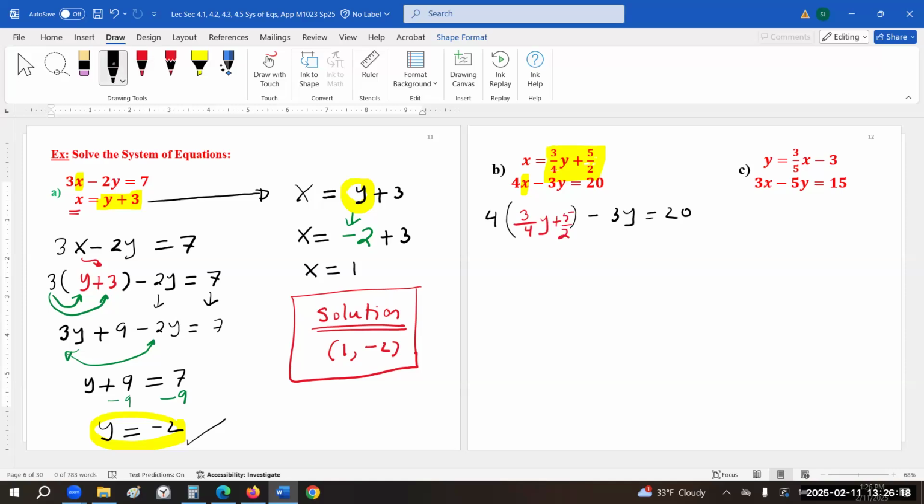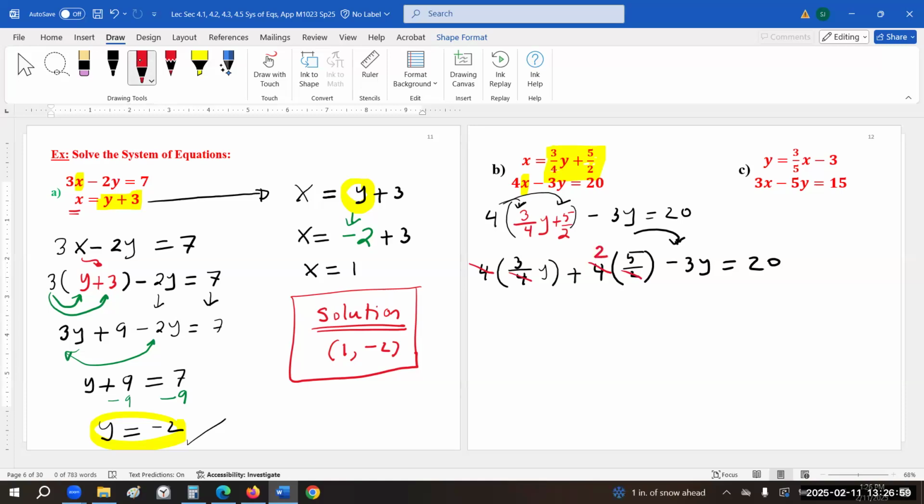And we've seen this before. Our next step is distribute. So we are going to distribute the 4. We get 4 times 3/4 of y plus 4 times 5/2. And we still have negative 3y and 20. Now, either you can multiply or you can simply cancel them. When you cancel them, you don't have to do multiplication. Similarly here, we have 2 on the bottom, 4 on the top. 2 goes into 4 twice. So we write 2 on top of 4.